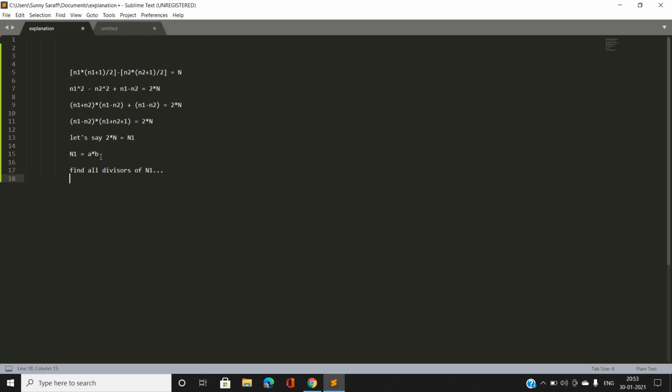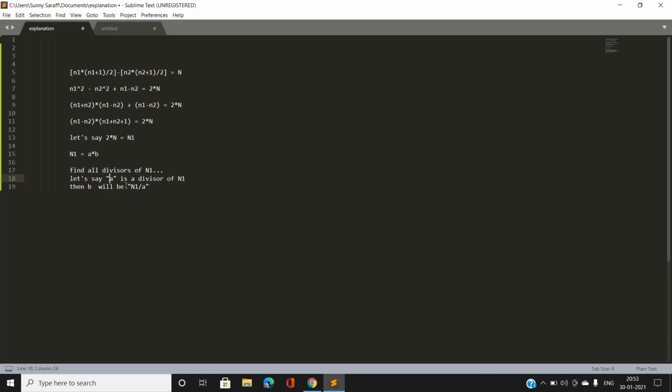Let's say A is a divisor of N1, then B will be N1 divided by A. Okay, so when we are going to factorize that, we are going to find the divisors of N1. So suppose A is a divisor of N1, then B will be N1 divided by A.